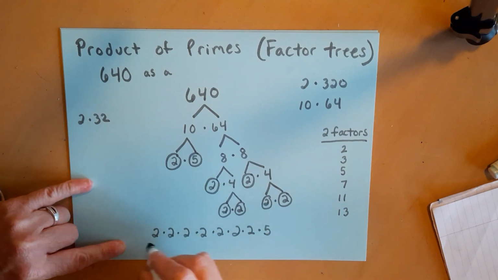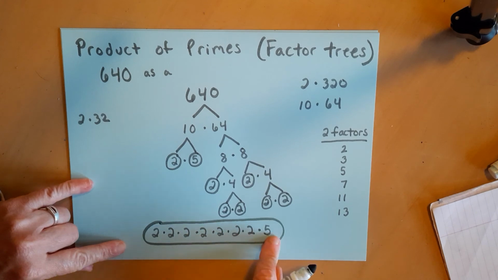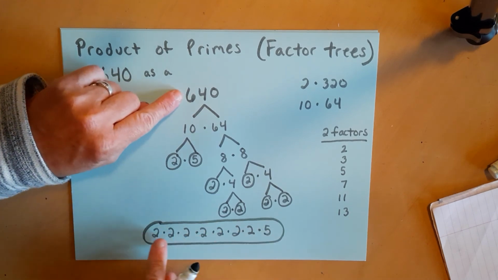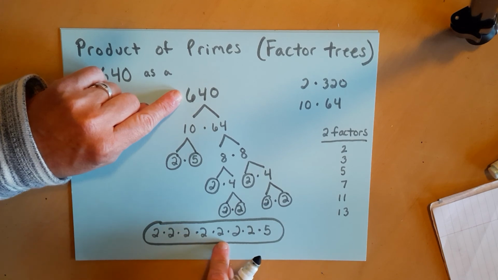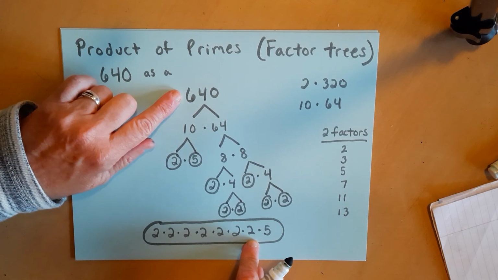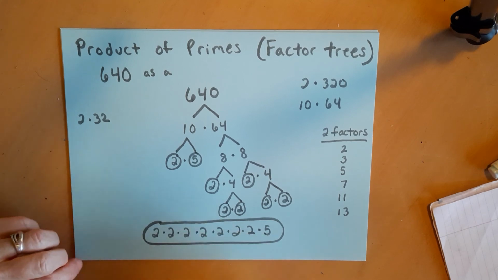And that would be your answer on your page. And if you went ahead and multiplied that out, you would find that that equals 640. 2 times 2 is 4, times 2 is 8, times 2 is 16, times 2 is 32, times 2 is 64, times 2 is 128, times 5 is 640. So that's how you get that. That's what a factor tree is.